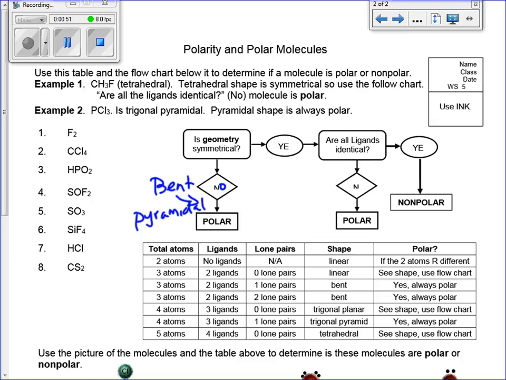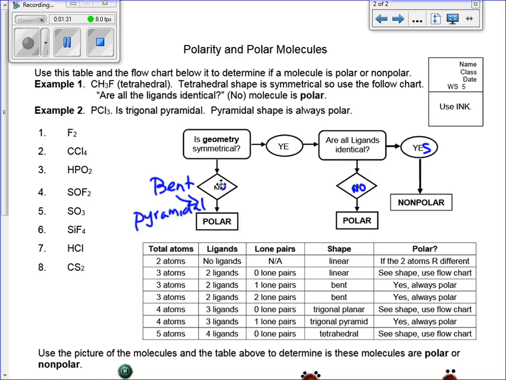Now, the other ones you would look at, is it symmetrical? If the ligands, the ones that go around the central atom, are different, they would also fall in this category. So if you don't have lone pairs on the central atom, and the ligands are different, then it's also going to be polar. So are all the ligands identical? If yes, then it's nonpolar. If all the ligands are not identical, which would be no here, they're going to be polar. So we look at the attachment ones for the ones that do not have lone pairs.